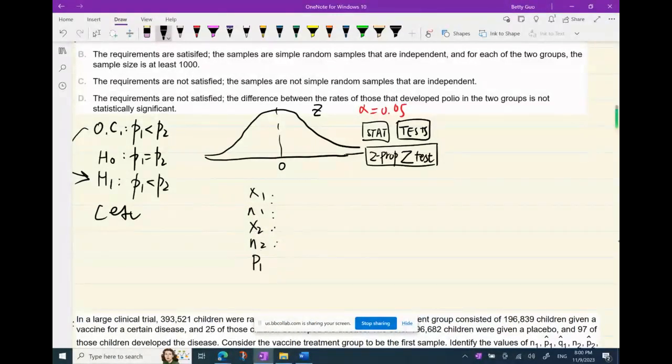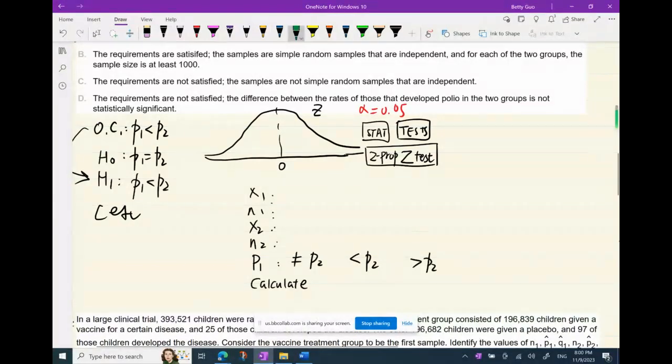P1. Colon, this one is not equal to P2. Yeah, so that's the type of the test. This one is less than P2, this one is bigger than P2. Type of test, and then calculate.